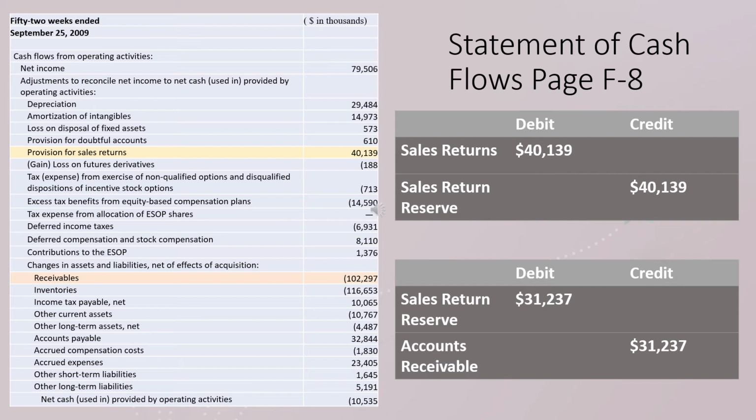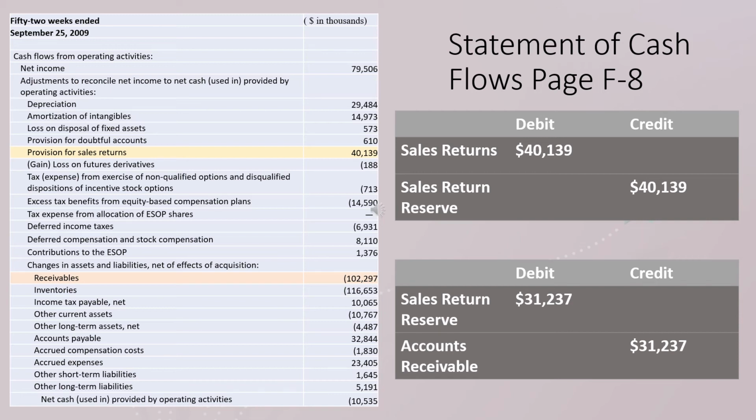The $40,139,000 is added back into the operating cash balance since it was just an estimate, and the actual sales that were returned in the amount of $31,237,000 is deducted as part of the accounts receivable amount.